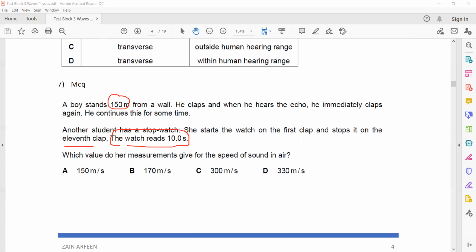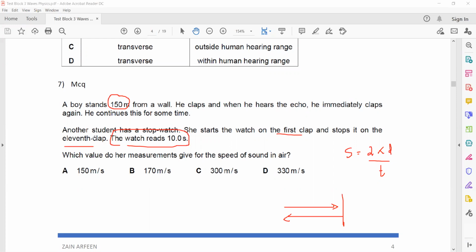So the formula for finding the speed of sound: because of the 2, it's 2 multiplied by distance divided by time. So speed is equal to 2 multiplied by distance divided by time, because the sound will strike the reflecting surface and bounce back. From the first clap to the 11th clap, how many times? Because when she clapped the first time and the 11th, so total how many times?